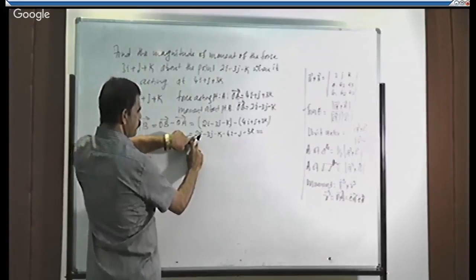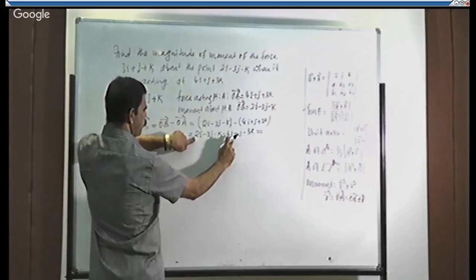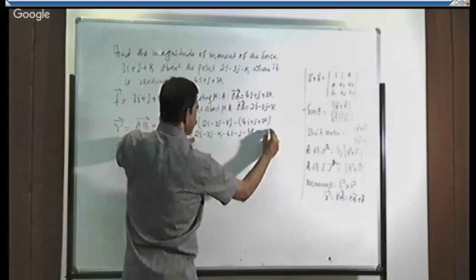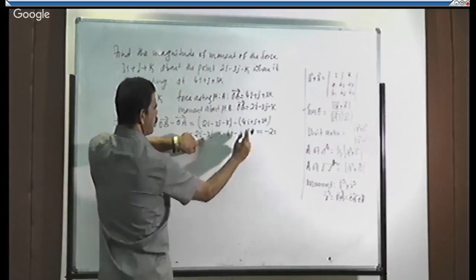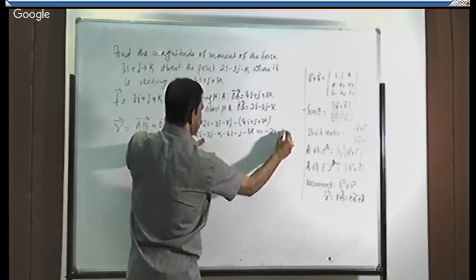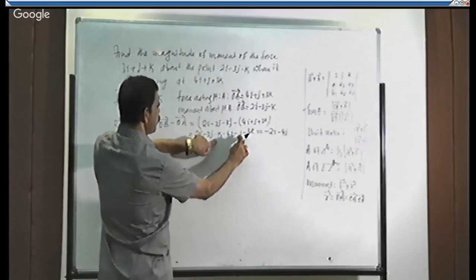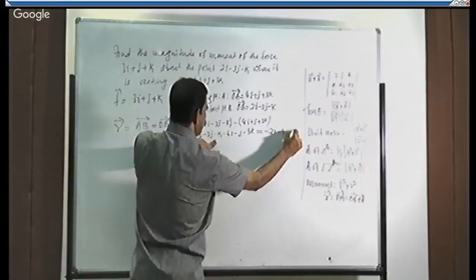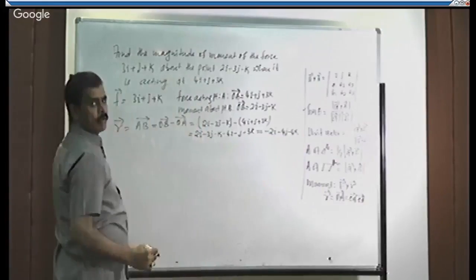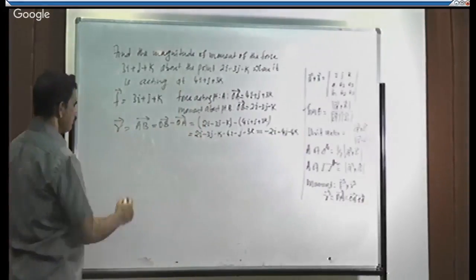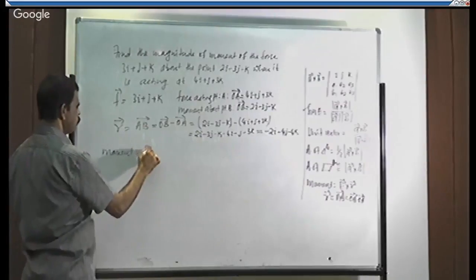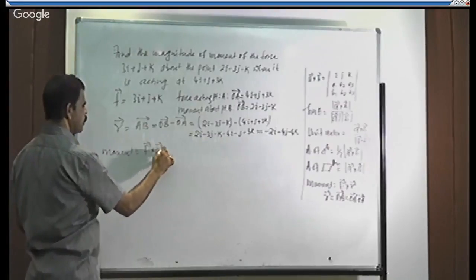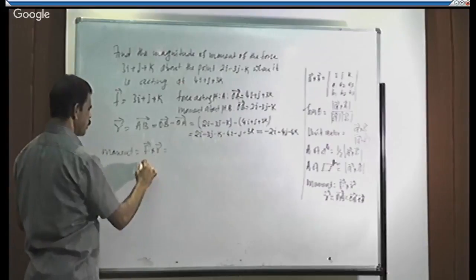Taking this simplification, 2i minus 4i is minus 2i. Minus 3j minus j is minus 4j. Minus k minus 3k is also minus 4k. So we got our value. Now moment is equal to what? Moment is equal to F cross R. So what is F cross R?